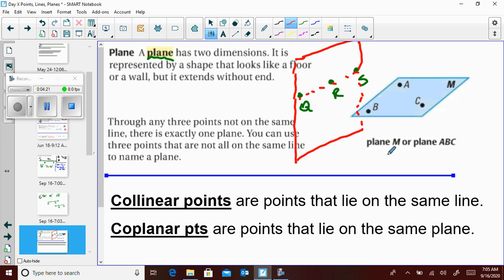3 non-collinear points to name this plane. Plane ABC, or sometimes you see it as a script. That's not a point. See, there's no dot. It can just be called plane M.